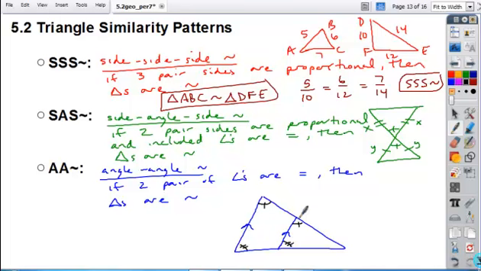All right, so let's take a look really quickly at how you might approach solving similar triangle problems.